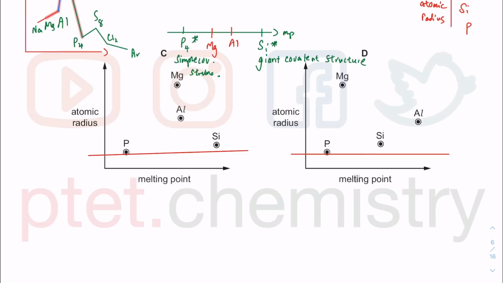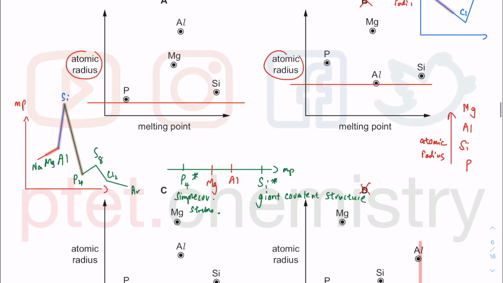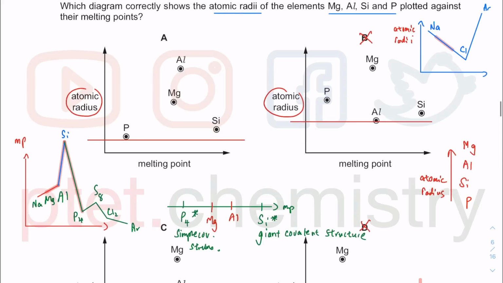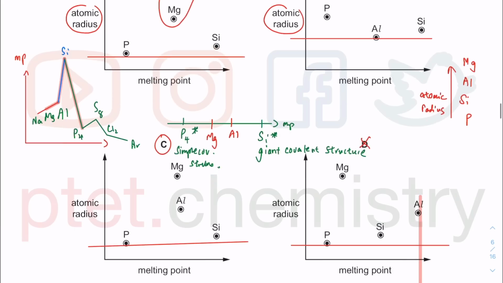Aluminium here, if you see aluminium on the x-axis, it has the highest melting point. That one is definitely wrong. We are now left between A and C. We just have to compare magnesium and aluminium, I guess. Well, I should have seen it earlier actually. In terms of the atomic radii, we know that magnesium is bigger than aluminium. Magnesium is above aluminium. Aluminium is not above magnesium. This is in terms of atomic radii. Aluminium is actually smaller than magnesium. A is not the answer. C must be the only correct answer as a result.